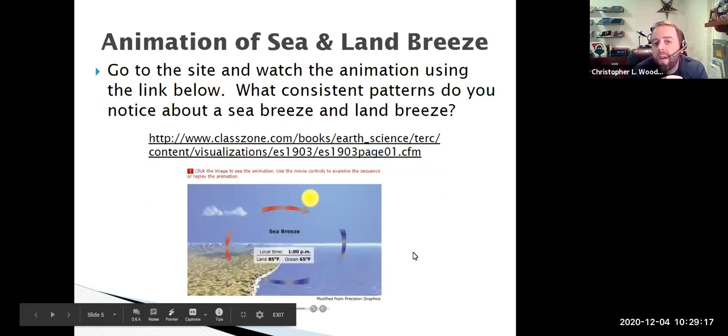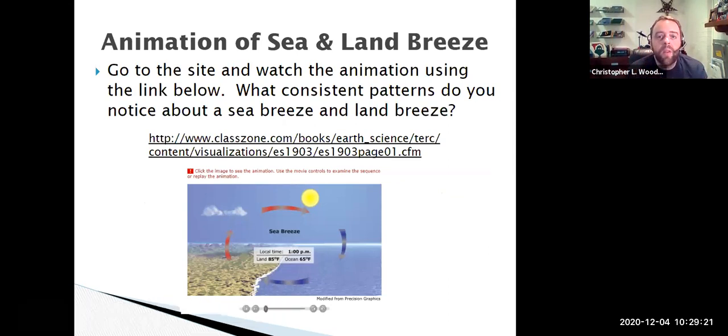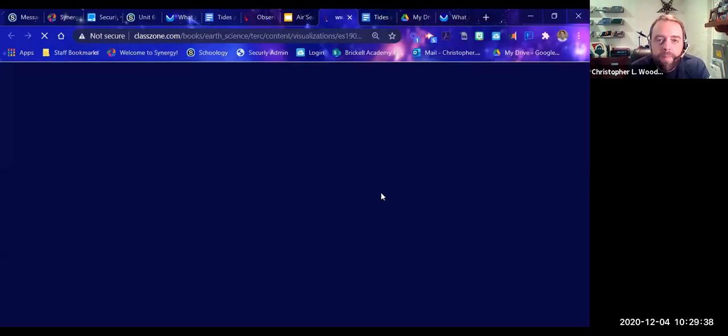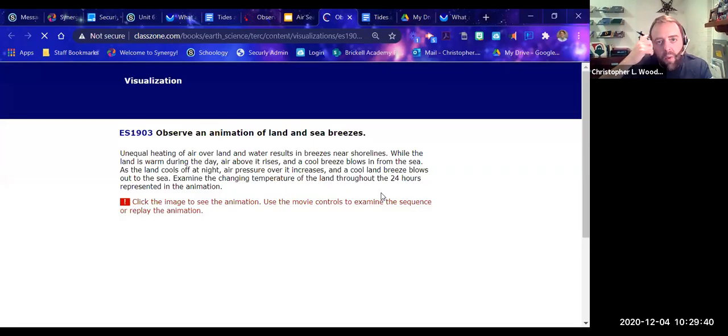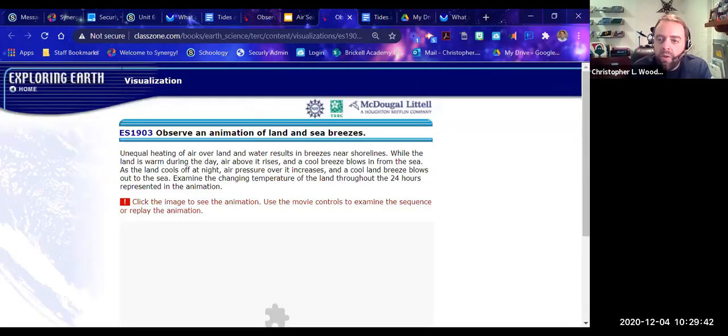So we're going to start with land and sea breezes. First thing, we always talk about wind in the direction it blows from. So if we say sea breeze, we're talking about wind that blows from the ocean or the sea. If we say land breeze, we're talking about wind that blows from the land out to the ocean. So let's take a look at this animation, and it'll hopefully make pretty good sense for you. Land and sea breezes are really caused by differences in pressure on daily scales, so day and night.